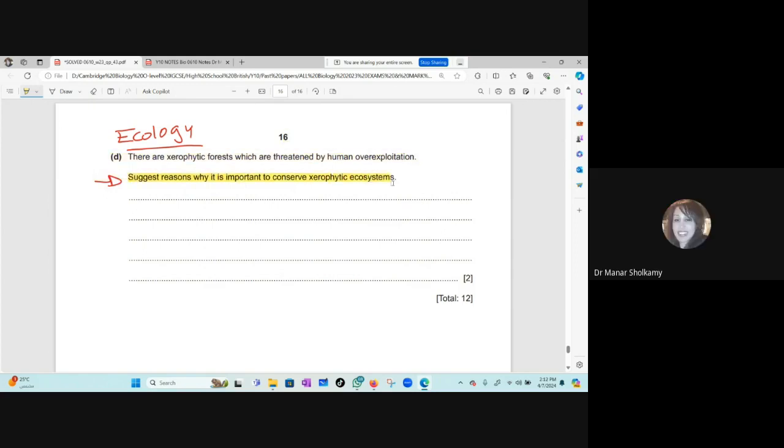To prevent extinction? Yes, we want to prevent the reduction in biodiversity. So, not to reduce biodiversity. What else? Give me another reason. Why am I conserving my plant? I'm not cutting it down. Come on.